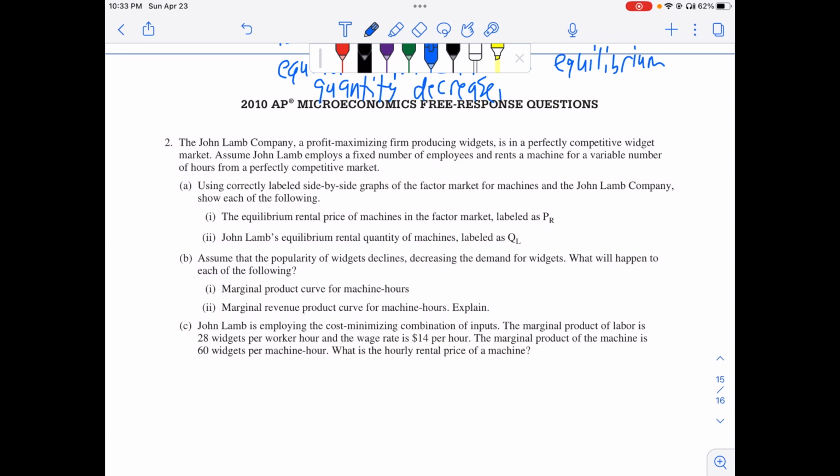The John Lamb Company, a profit-maximizing firm producing widgets, is in a perfectly competitive widget market. Assume John Lamb employs a fixed number of employees and rents a machine for a variable number of hours from a perfectly competitive market. Using correctly labeled side-by-side graphs of the factor market, very important there, for machines, and the John Lamb Company, show each of the following.